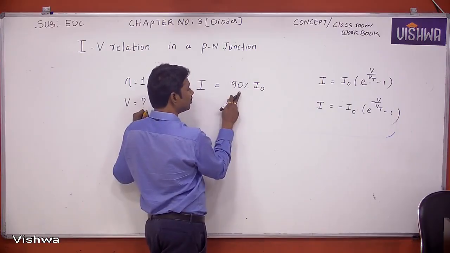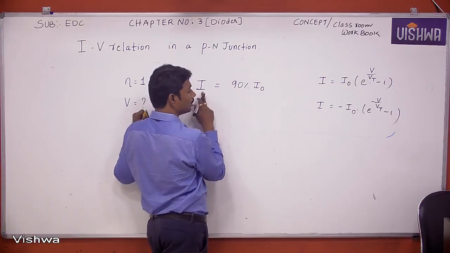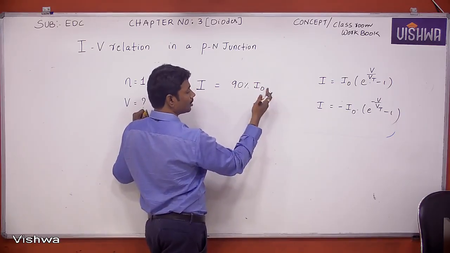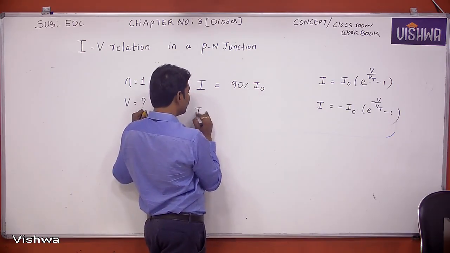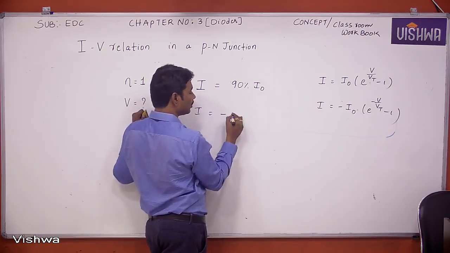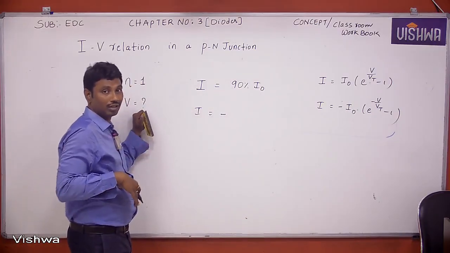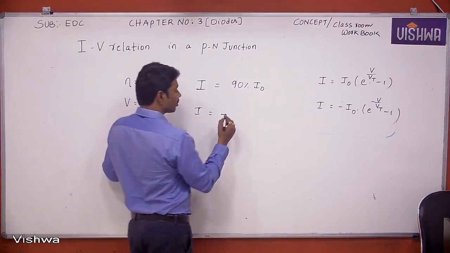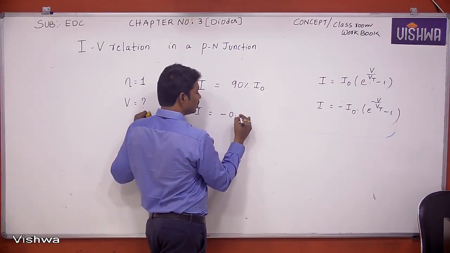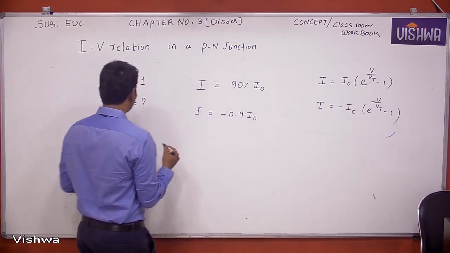Now what is given here? Reverse current is equal to 90% of the saturated value, right? What is the saturated value? I naught. Reverse current is nothing but I, and the saturated current is nothing but I naught. But here we have to add the minus because they gave reverse current. In numericals, they won't give the sign, we have to add it. This is minus 0.9 into I naught.